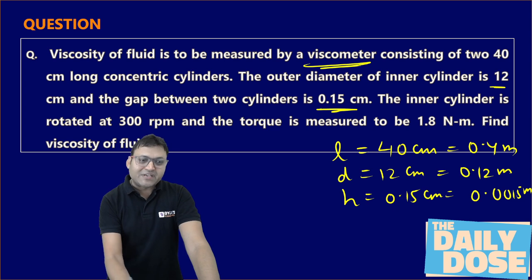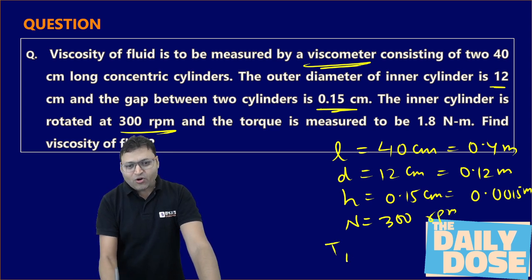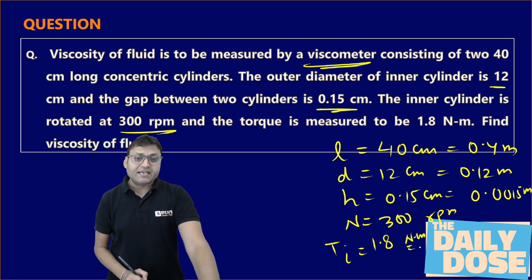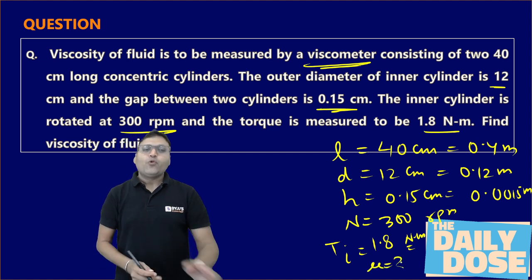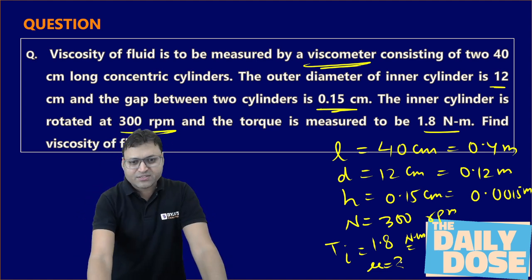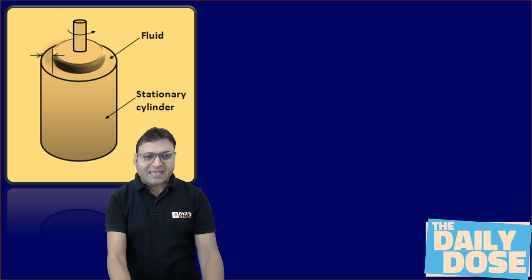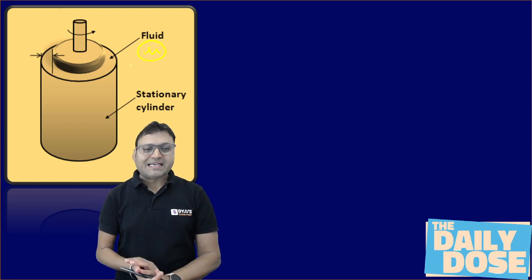The inner cylinder is rotating at 300 rpm, revolutions per minute, and the torque measured on the inner cylinder, Ti, is 1.8 Newton meter. Find the viscosity of the fluid which is kept between these two cylinders. That is how the question looks. All right. So these are the given parameters, and based on them, we can find the viscosity of the fluid kept in the gap between these two concentric cylinders.